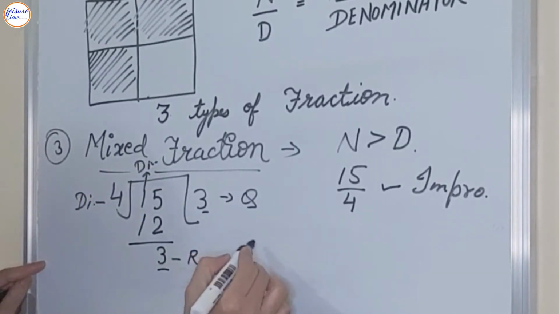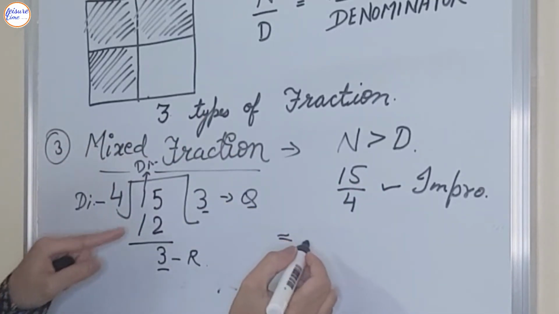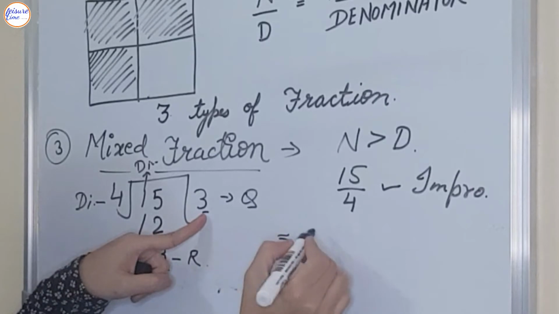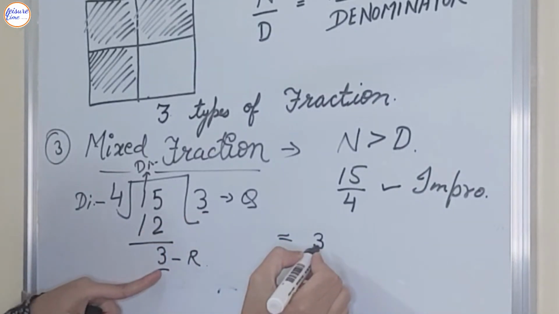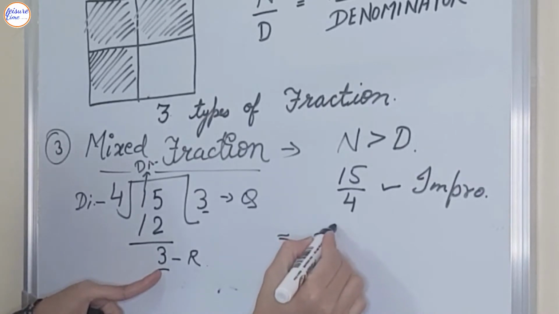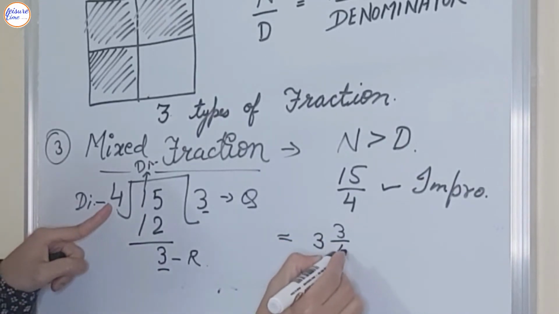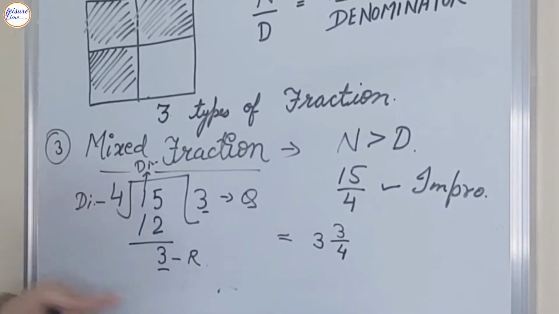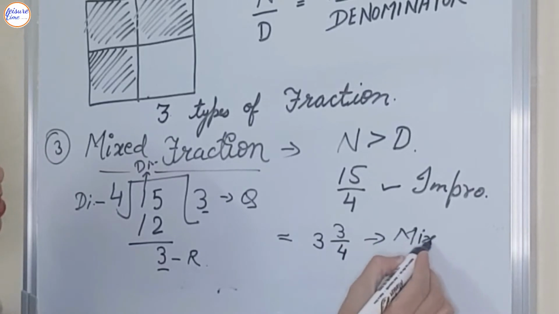Now see how we will change this improper fraction to a mixed fraction. We will write the quotient here, which is 3, and the remainder also 3, like this, divided by 4. Okay, so this is the mixed fraction.